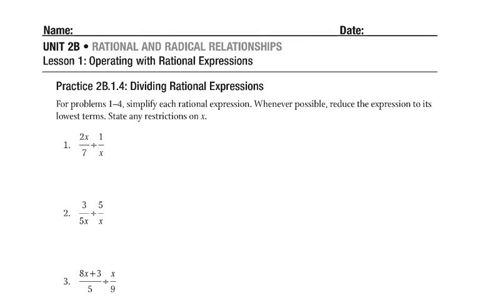Alright, Math 3, Practice 2B.1.4, Dividing Rational Expressions. It says for problems 1 through 4, simplify each rational expression. Whenever possible, reduce the expression to its lowest terms. State any restrictions.